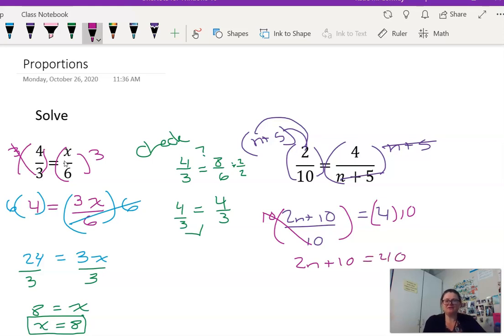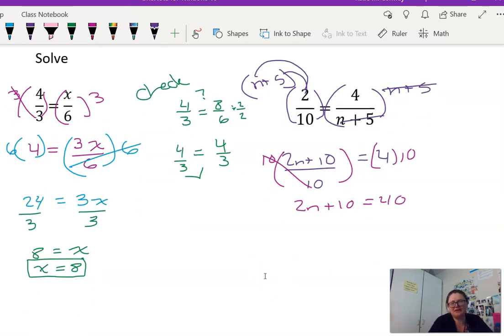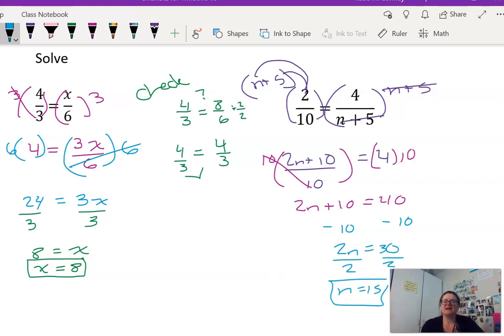Some of you also might have noticed right there, we could have reduced 2/10 to start the whole problem, and that would save us a little bit of work, but you don't have to. It'll still come out to the same answer no matter what. Now we subtract 10 on both sides. So you have 2n equals 30. Just like any other problem, the whole goal is to make it look as much like a two-step equation as we can. So these first few steps here are just to make it look like a two-step equation. Once it's a two-step equation, you all know how to solve those pretty well. So now we'll just check it.